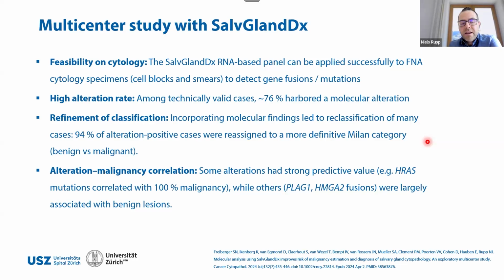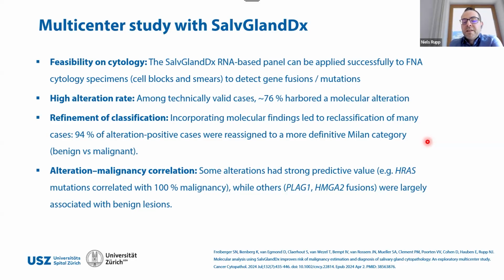For example, as I said, HRAS mutations correlated with 100% malignancy. However, we have to be aware, and I have to emphasize this, it's certainly not 100% in a larger cohort, but it's strongly pointing to a malignant neoplasm. And PLAG1 and HMGA2 fusions were largely associated with benign lesions. So if you're unsure if this is a cellular PA or an adenoid cystic, and you do find a PLAG1 fusion, then there's a very high chance that this is a pleomorphic adenoma, a cellular pleomorphic adenoma.